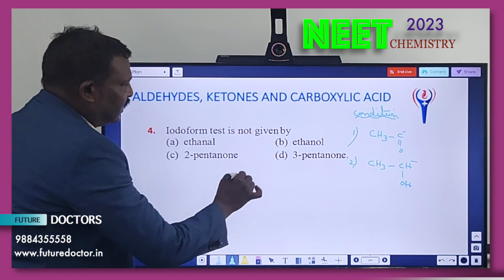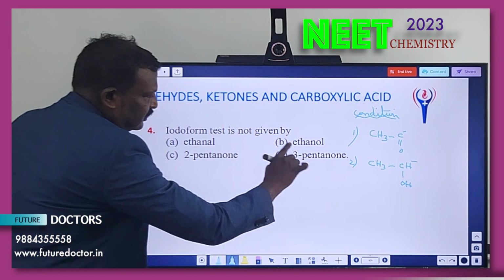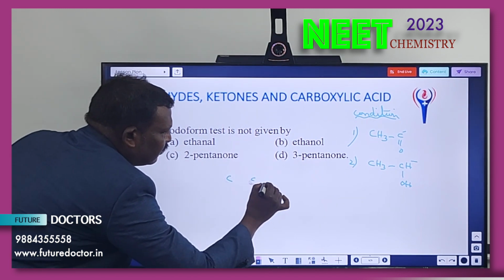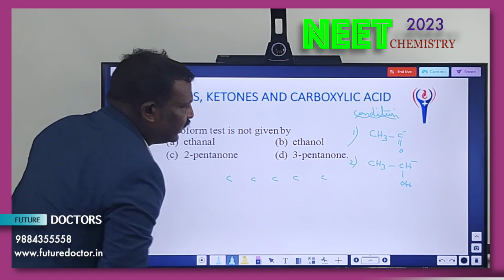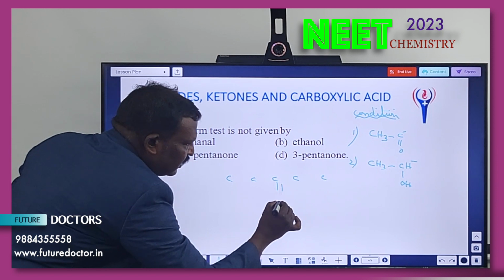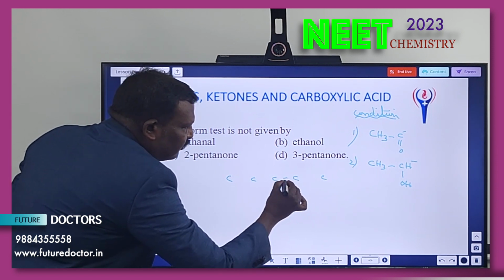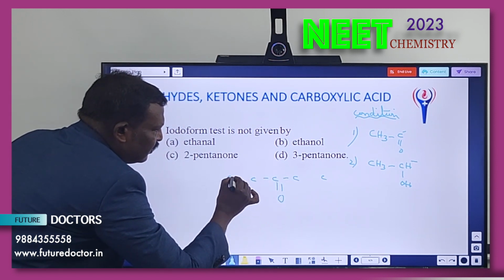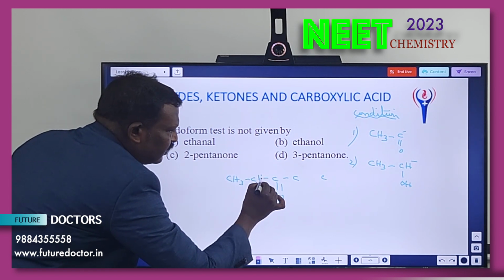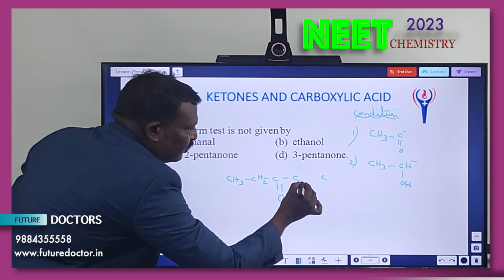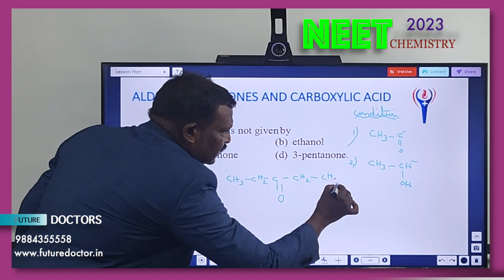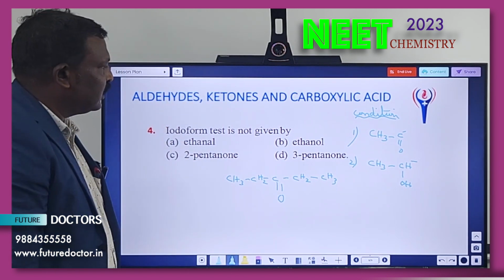So first I will write it here. 3-pentanone. Pent means what? We have 5 carbons. 3-pentanone means the third carbon having the keto group. Understood? Then you can fill with hydrogen. See that CH3, CH2. Now here also CH2, and here also CH3. Understood? This is called 3-pentanone.